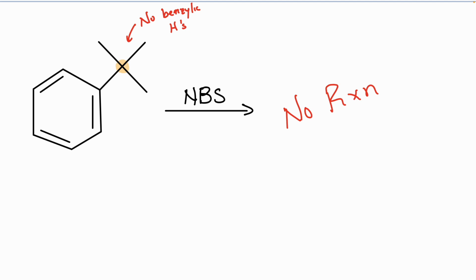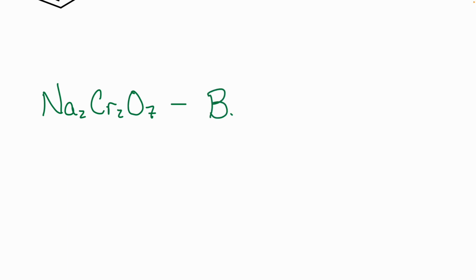Our next reagent here is going to be Na2Cr2O7, sodium dichromate. You see this a lot with reagents that contain chromium. This is also going to be at the benzylic position, but it's going to be an oxidation reaction.